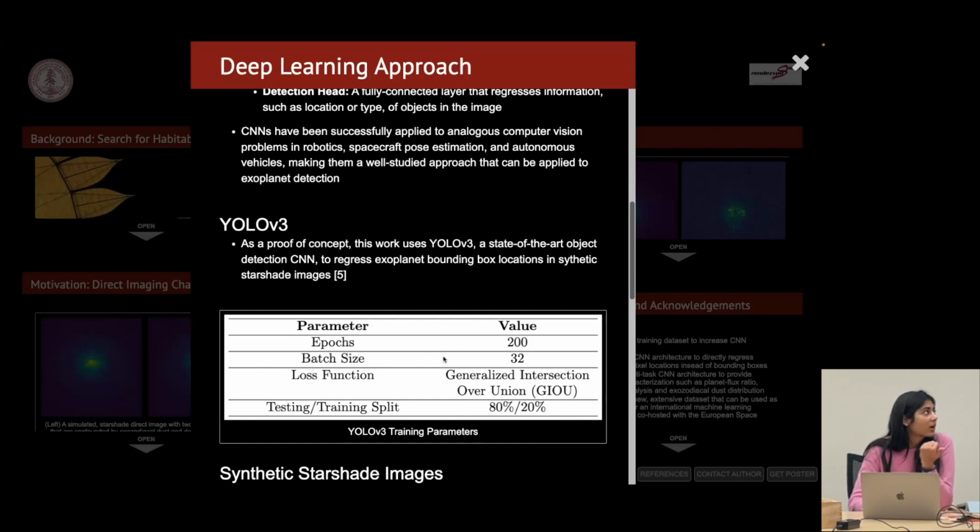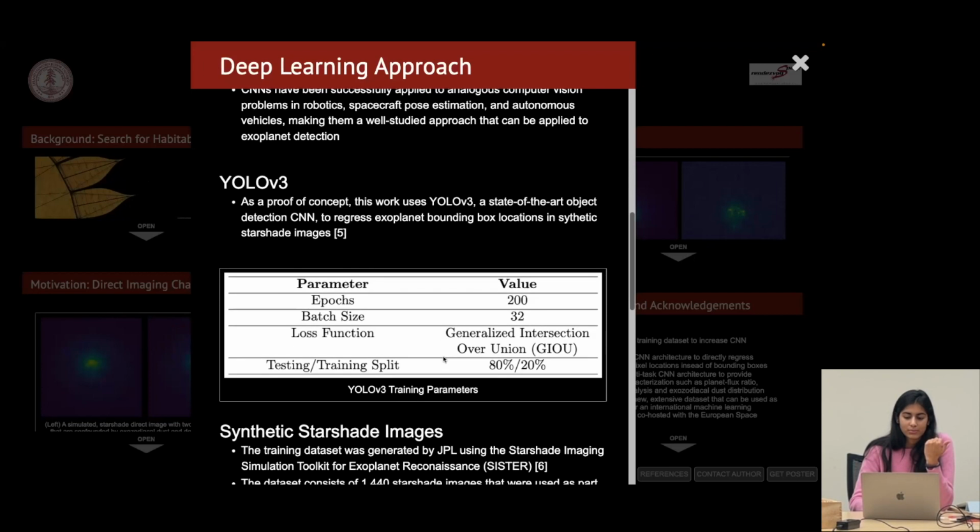As a proof of concept, to kick this work off and understand the capabilities and the constraints of applying machine learning to starshade images, given that they are so low signal to noise, we first explored using YOLO V3, which is a state-of-the-art object detection CNN that uses bounding box regression. It regresses the centroid and the width and the height, amongst other parameters, of objects in the image.